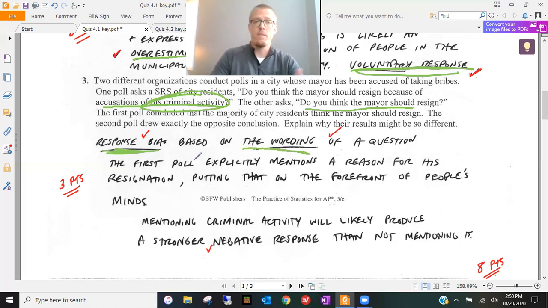You can ask a question, do you think that abortion is a horrific murder of unborn children? Do you think that that's the case? Or you could say, how do you feel about abortion? Right? You can ask the same question in two completely different ways, and just based on the wording of the question, you can sway people one way or the other to answer a certain way. So the wording of the question explicitly mentions the reason for the resignation, putting that on the forefront of people's minds. Mentioning the criminal activity will produce a stronger negative response.